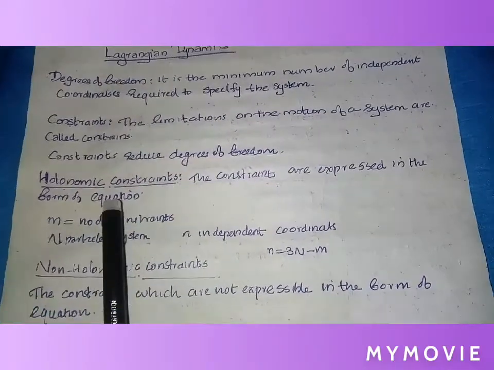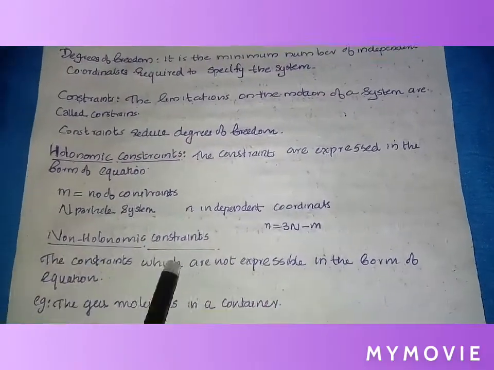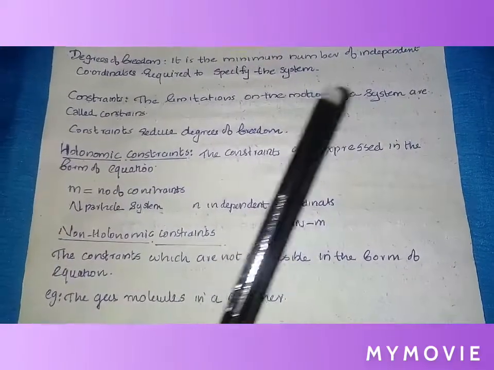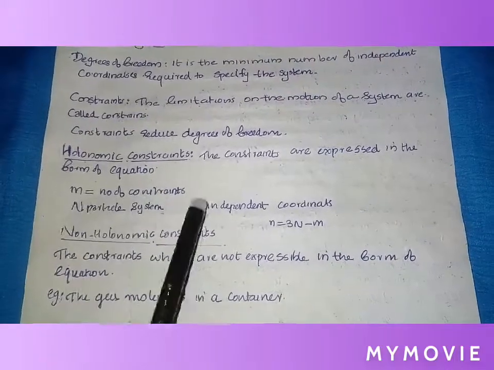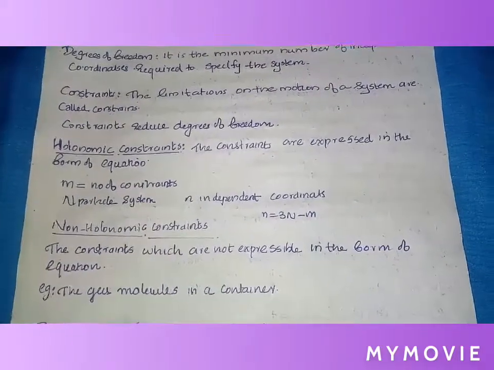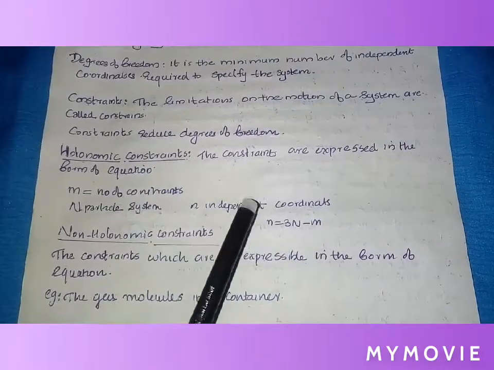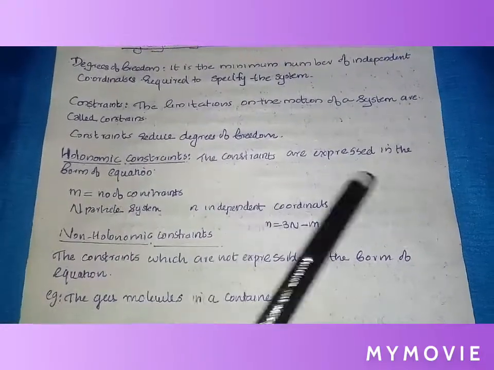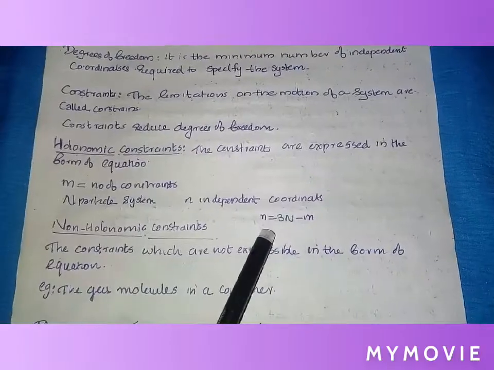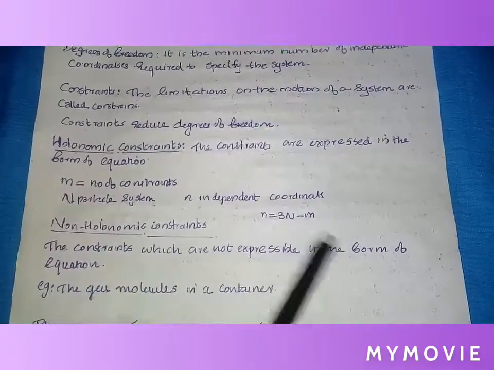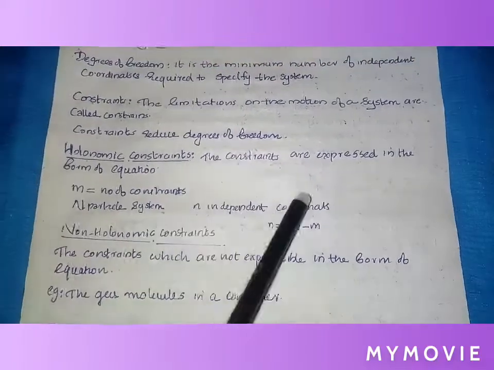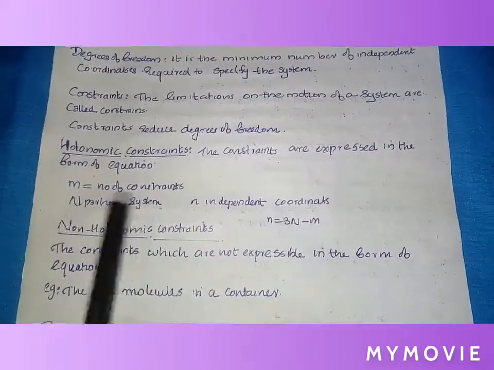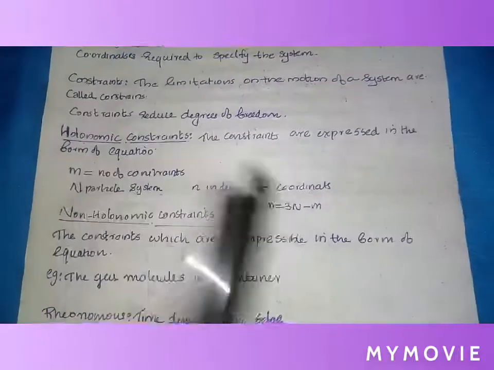We have holonomic constraints and non-holonomic constraints. Holonomic constraints means the constraints are expressed in the form of equations. Small m is equal to the number of constraints, for an n particle system, and small n is the number of independent coordinates, that is, the degrees of freedom. So small n is equal to 3n minus m. This is the basic equation, that is, the constraints m reduce the degrees of freedom.